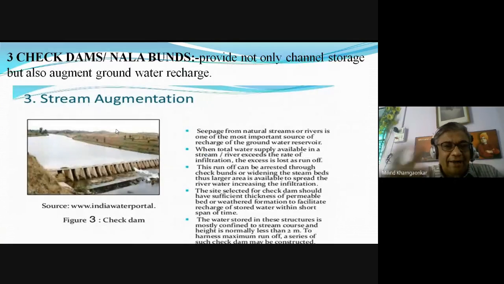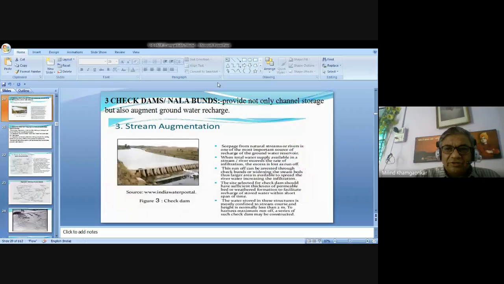कल हम आगे का जो है चेक डैम्स एंड द नाला बंड्स एंड द अदर मेथड्स वी विल ट्राई टू अंडरस्टैंड.